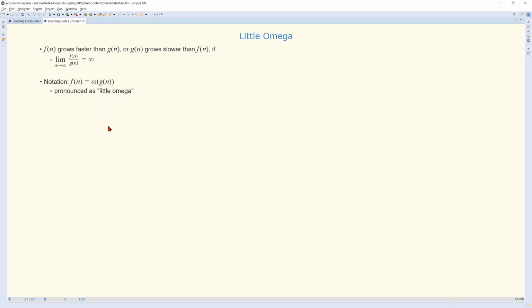Little omega would just be the inverse, so f of n this time is growing faster than g of n. So if you take the limit, it should be going to infinity. So we will denote this with the little omega function. So all functions in the little omega class would be the functions that are growing slower than f of n.